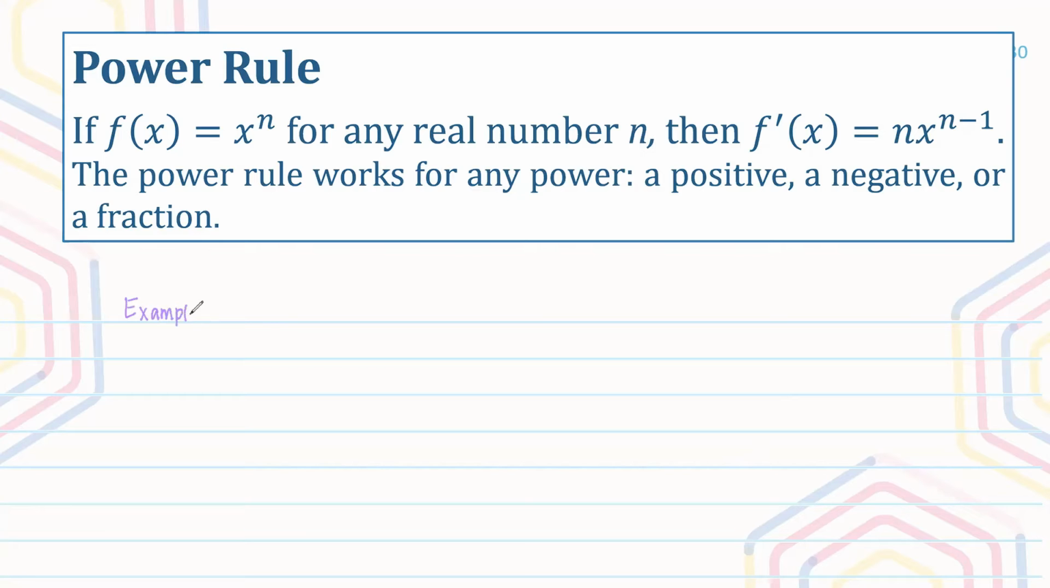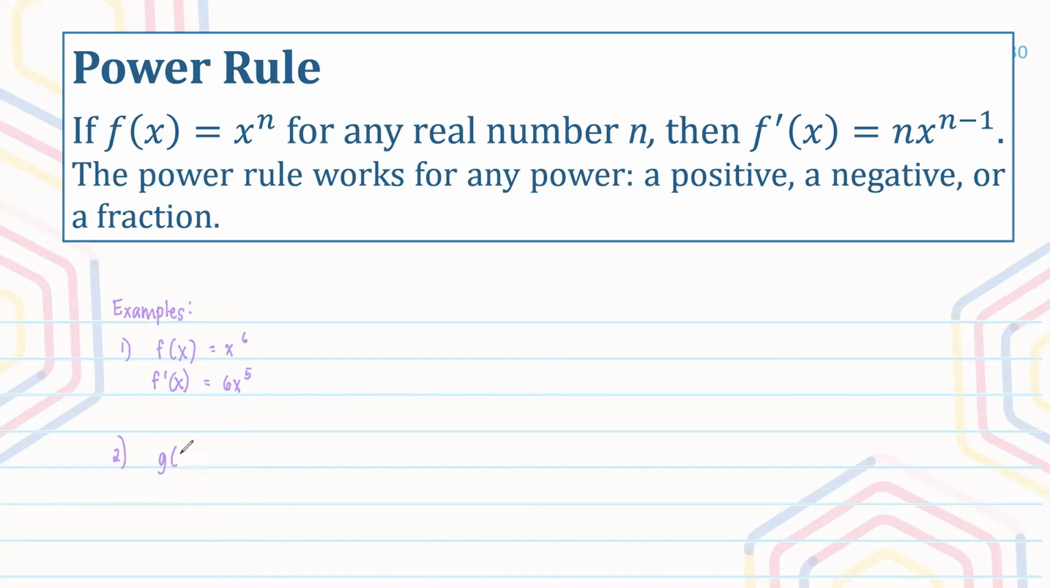Let's have our examples. So first here, find the derivative of f of x is equal to x raised to 6. So here we can apply the power rule. Our n is equal to 6, so we have 6x, and minus 1 is 5. So the derivative of x raised to 6 is 6x raised to 5.